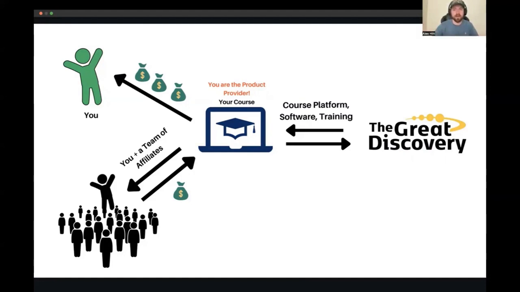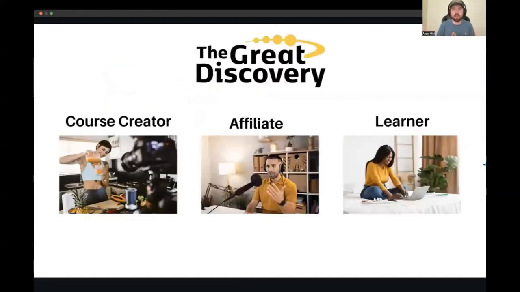There's nothing else like it out there, and it provides not only the creators, the people who are creating the content, unparalleled earning potential, but it rewards affiliates in so many different ways and really incentivizes them to go out there and to sell the digital products that are on the platform. So there are 3 different ways that you can get started with the Great Discovery. You can become a course creator, you can become an affiliate, or you could become a learner.